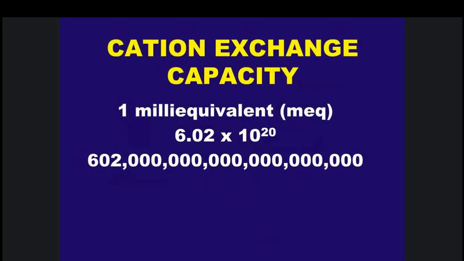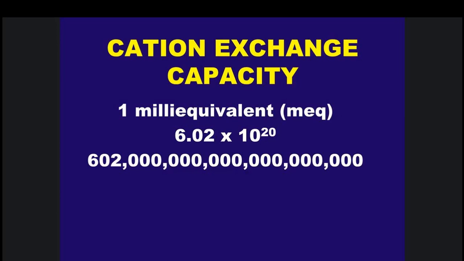All right, I said I would tell you what that chemical term is. What is a milliequivalent, or an MEQ? And again, on the top of the column, they'll have MEQ per 100 grams. MEQ is per 100 grams. One milliequivalent is 6.02 times 10 to the 20th power.